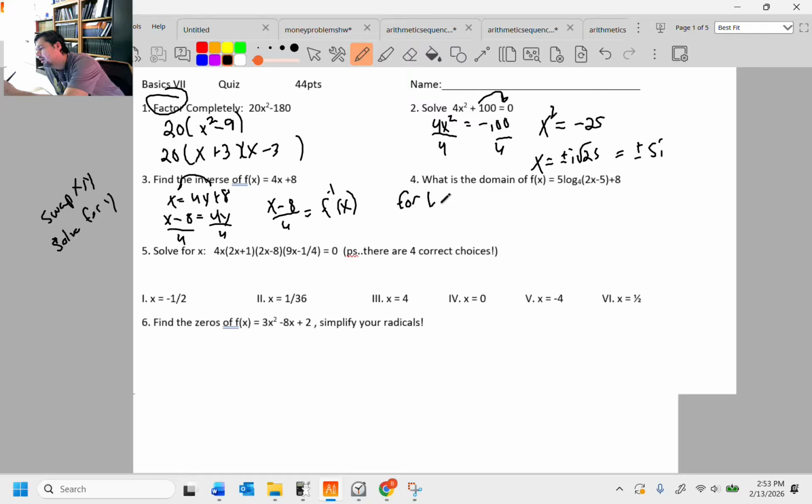For a log of A, what is true about the argument? The argument is bigger than 0. So therefore, the argument of this log, 2x minus 5, is bigger than 0. It's a two-step thing. You add 5 to both sides, and you divide by 2, and you're done.